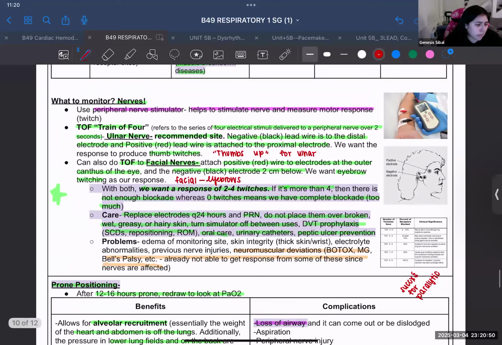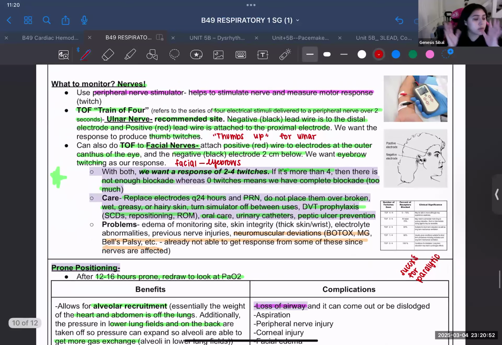But yeah, I think it's just more about the advanced airway in place. Okay, in terms of nerves, so a peripheral nerve stimulator, you 100% have to know this. And it might just be like writing it down a couple of times. So train of fours, basically this refers to the 4 electrical stimuli delivered to a peripheral nerve over 2 seconds. So you have the 2 different ones. You have an ulnar nerve and then a facial nerve is the ones that we use, right?